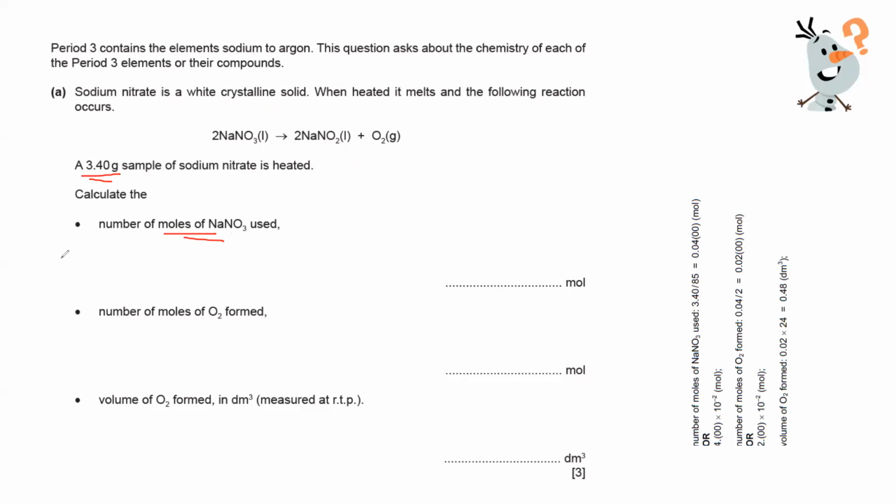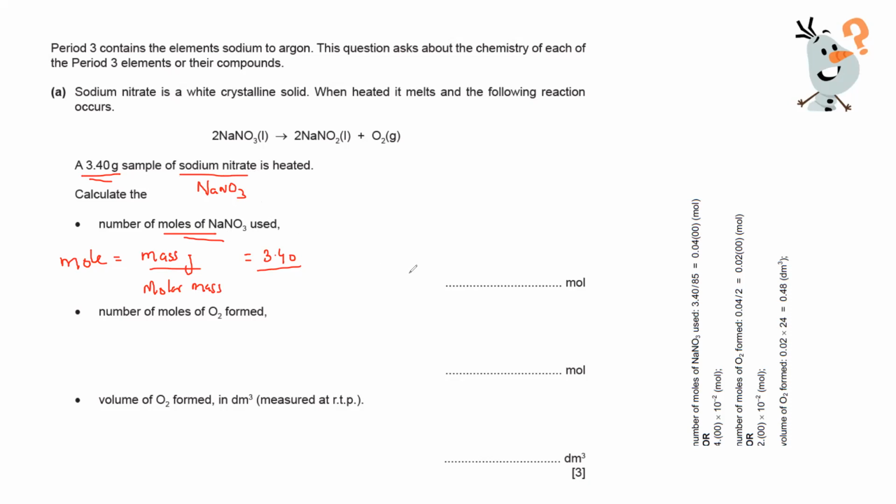If we have the mass, then to get the moles we have the formula: moles equals mass in gram divided by the molar mass. Molar mass means atomic mass or molecular mass. If the substance is a molecule, then it will be a molecular mass. If the substance is an atom, then it will be an atomic mass. So mass in gram is 3.4 divided by the molar mass of sodium nitrate. What is sodium nitrate? It is NaNO3. So what is the molar mass of sodium nitrate?